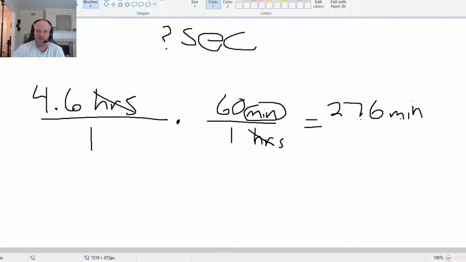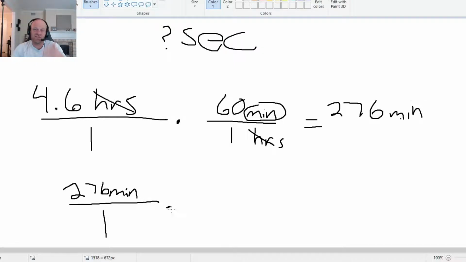That would be the first equality. Now, in some of these, you'll have two steps, and so you just carry it on down. Let's see, what would we say? 276 minutes. And I always like to put my first value over 1, because anything over 1 is still itself, right? So this is still 276 minutes. I just like to put it over 1 so I can see the cancellations.